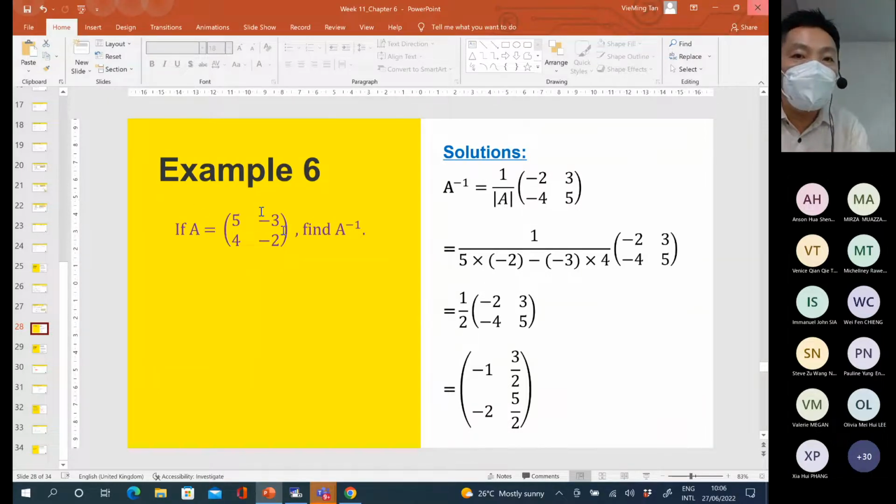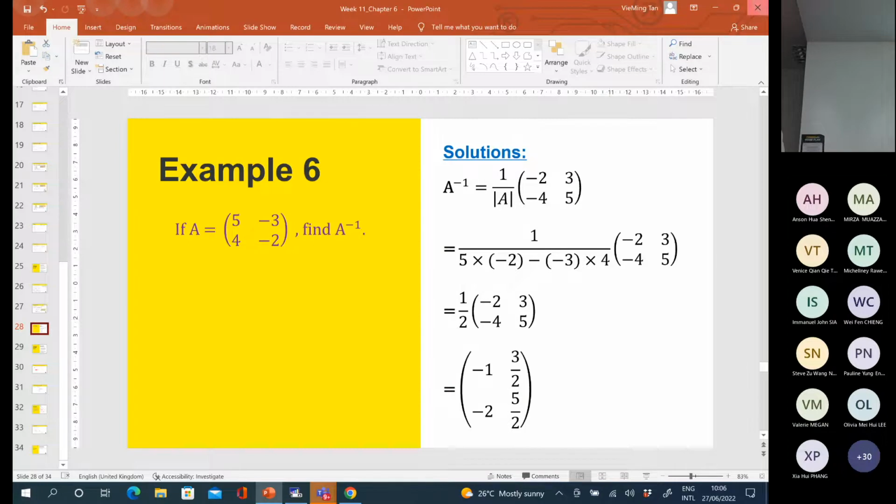And then for the B and C elements, we need to change the sign. Originally this is negative 3, right? So now we need to change it to positive 3. And then this one originally is 4, now we need to change it to negative 4.